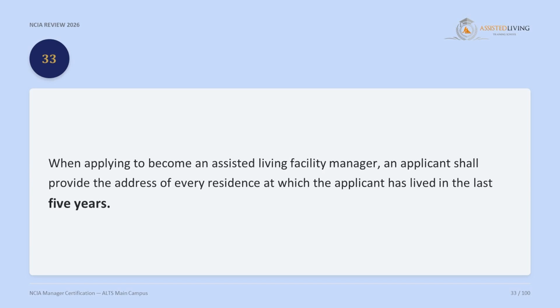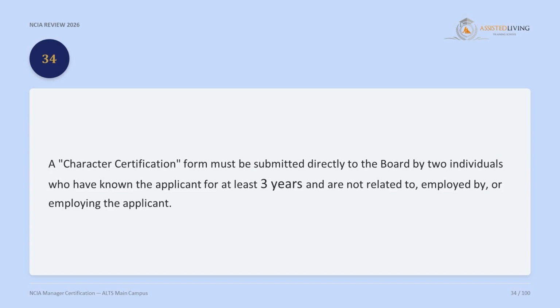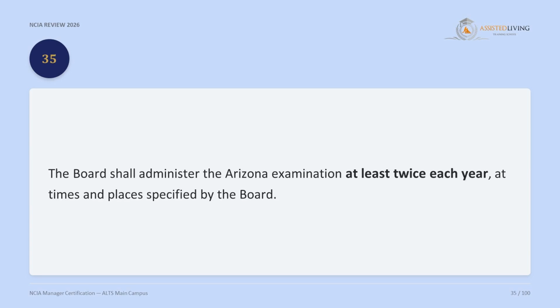Applicants must provide addresses for all residences lived in over the past 5 years when applying to manage an assisted living facility. A character certification form requires submission by 2 individuals who have known the applicant for at least 3 years. The board administers the Arizona exam at least twice a year, providing multiple opportunities for certification.